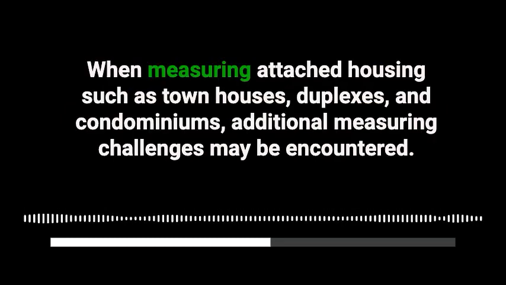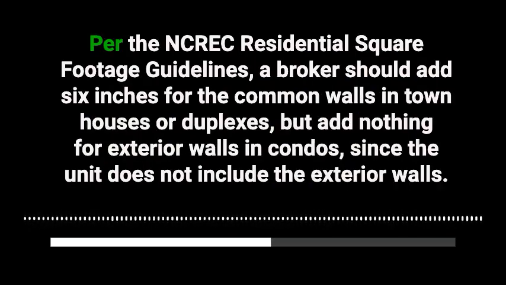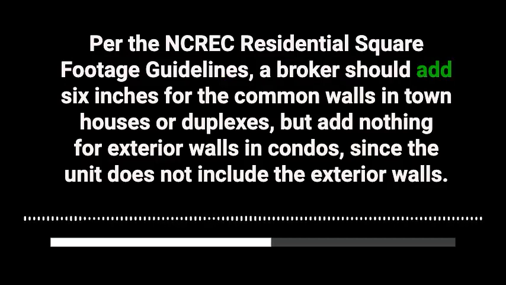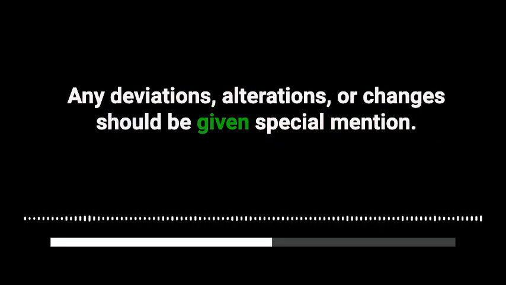When measuring attached housing such as townhouses, duplexes, and condominiums, additional measuring challenges may be encountered. Per the NCREC residential square footage guidelines, a broker should add 6 inches for the common walls in townhouses or duplexes, but add nothing for exterior walls in condos, since the unit does not include the exterior walls. Any deviations, alterations, or changes should be given special mention.